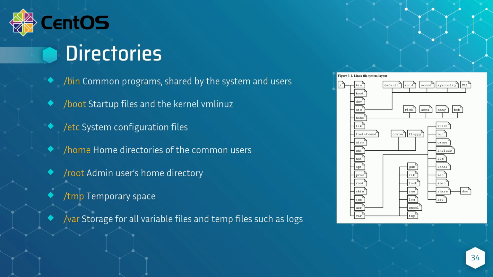Temporary space is /tmp. A lot of times, if you want to transfer stuff between user spaces, you can put it into /tmp. And then finally /var. This is where you can find a lot of variable files. I personally used it to find system log files.